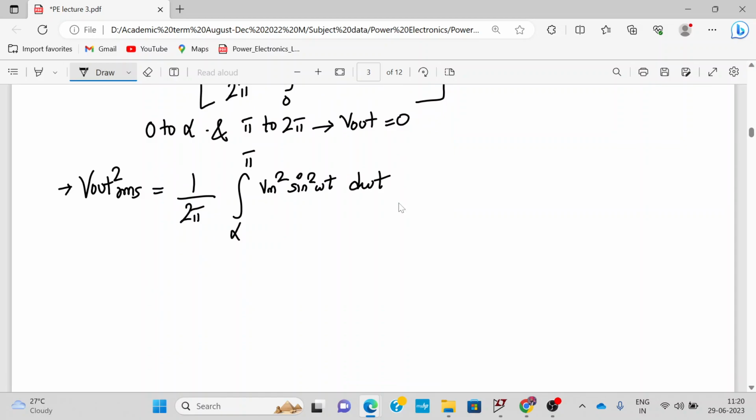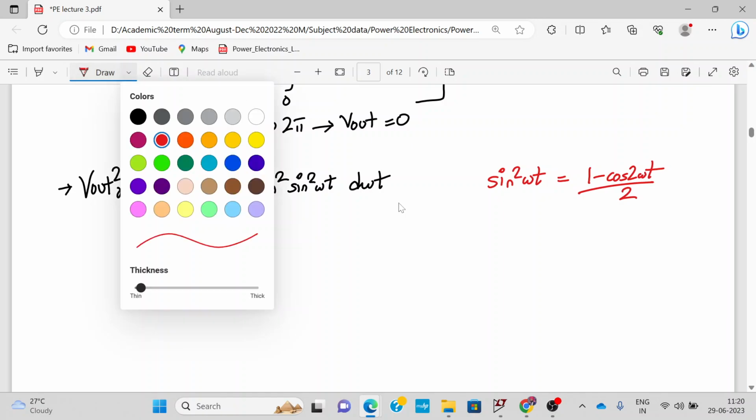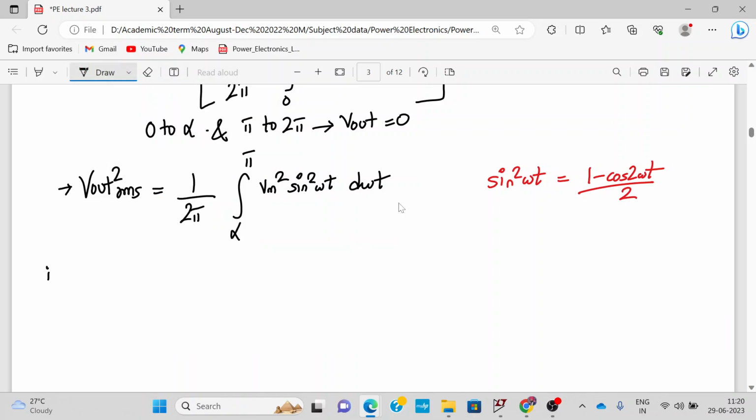So let's solve this further. Now we know sin square omega t can be written as 1 minus cos 2 omega t by 2. Okay, so we'll substitute over here and let's continue further. That is, V out RMS square will be equal to, now we can take this Vm square out, so we can write Vm square by 2.